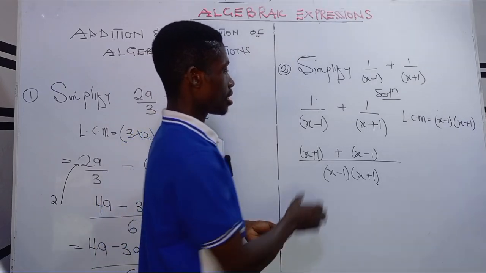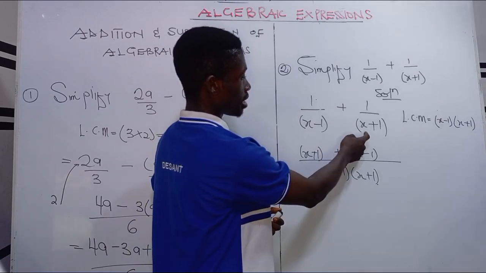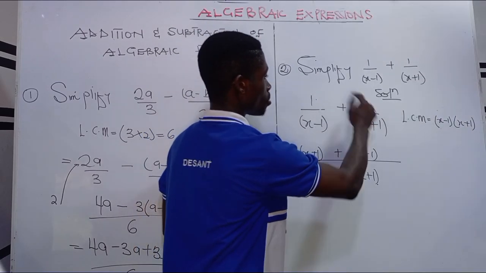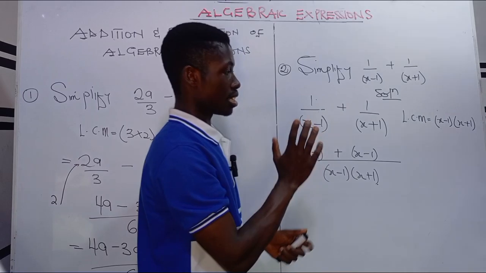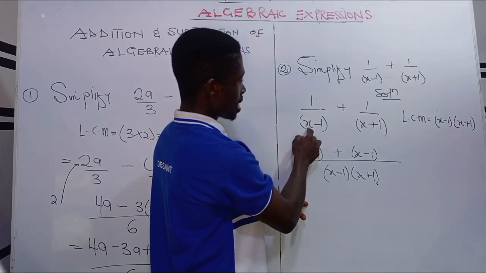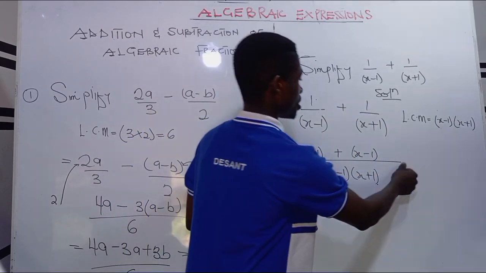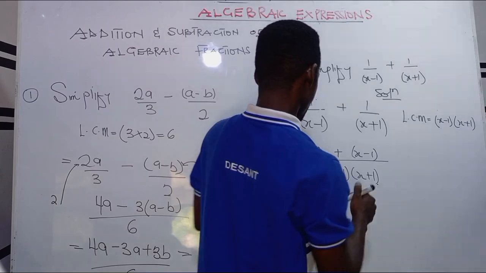Or in other words, after finding the LCM, we do what we call cross multiply. This will multiply this, this will multiply that, and then we write it here. So we have x plus 1 times this will give us this, x minus 1 times this will give us what? That. Very, very easy. So after that, let's simplify.